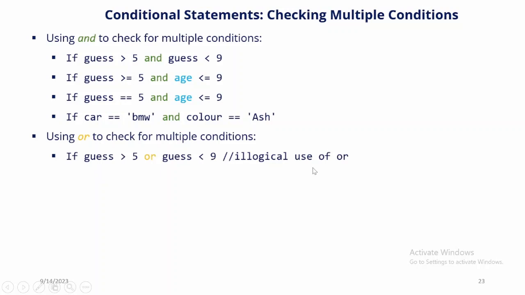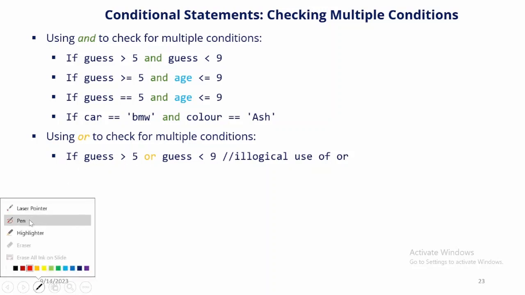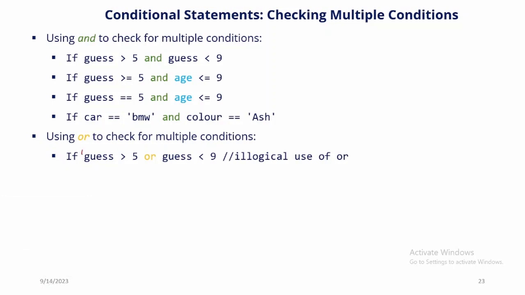If guess greater than 5 or guess less than 9. Now take note, when you are using or for multiple conditions in Python, you have to be very careful because the statement can be illogical. We will see this in an example. If we say if guess greater than 5 or guess less than 9, because only one condition makes it true. If either one of them is true, either this is true or this is true, everything is true.